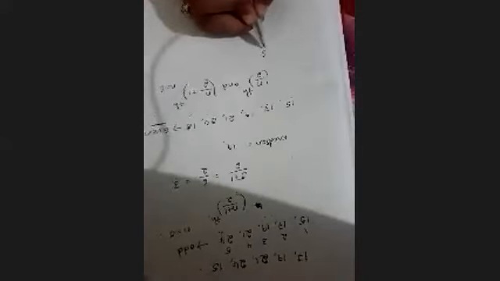So 6 by 2 is 3, and 3 plus 1 is 4. So here 3 and 4. We have to check what is in the third observation and what is in the fourth observation. In the third observation, 19 is there, and the fourth one is 21. So the median of these values is between 19 and 21. Like that we have to find out.